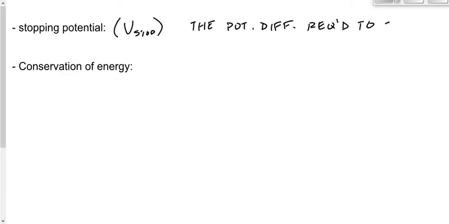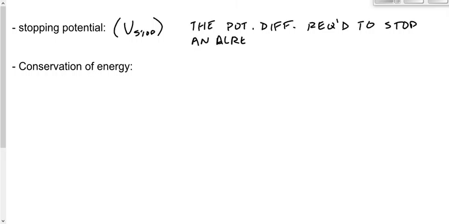Oh man, it keeps going. Stopping potential. Well, this is the potential difference. You guys know what potential difference is, right? Delta V. By the way, the symbol for this would be V stop. The potential difference required to stop an already ejected electron.